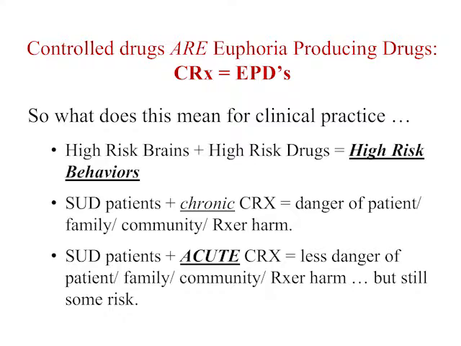When it comes to controlled drugs, the primary decision, especially for chronic controlled drug administration, is are you dealing with a high-risk brain or a low-risk brain? Because high-risk drugs mixed with low-risk brains result in low-risk behavior. And high-risk drugs, controlled drugs, mixed with high-risk brains, people with substance use disorders, lead to high-risk behavior. And acute prescribing is less of a risk, which is, thank goodness, because otherwise we'd all be having a very tough time around perioperative things and acute pain syndromes. But with chronic pain syndromes, it's very real.